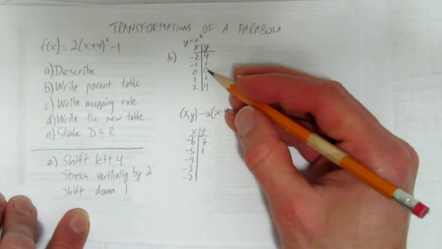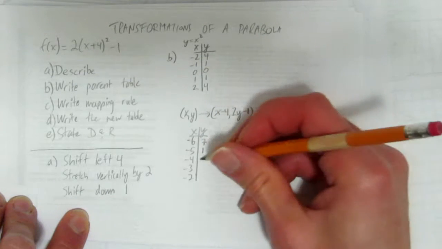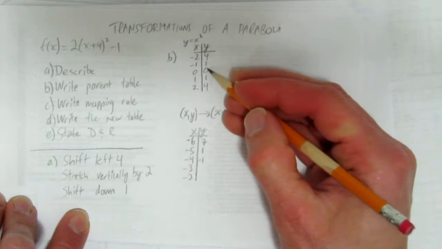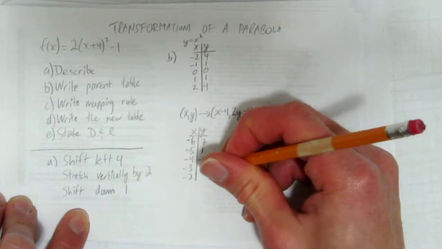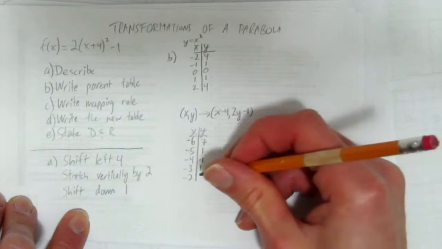I'm just doing it in my head, but you can use a calculator. 0 times 2, take away 1. And now we should see that same symmetry again. It's a 1 again. 1 times 2, 2, take away 1. 4 times 2, take away 1.